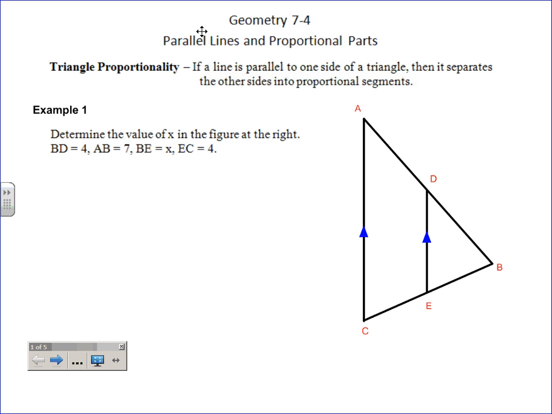That's BD, where is that? There it is. 4. AB, so the whole thing, 7. BE is X, and EC is 4.